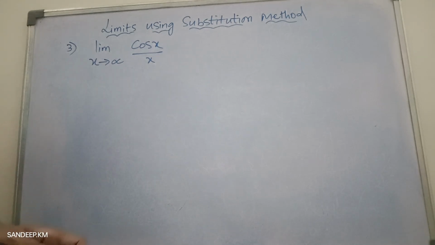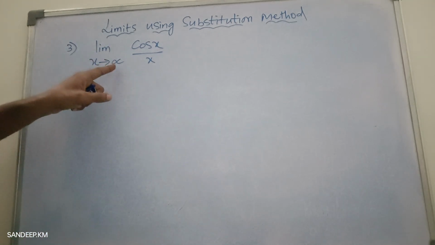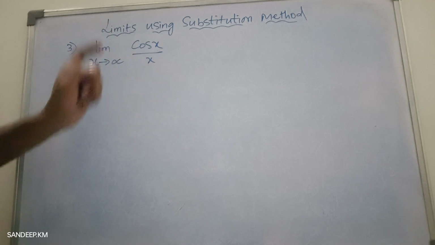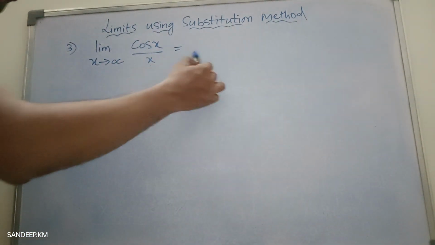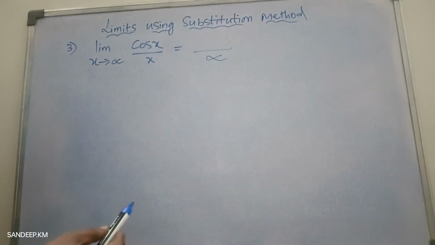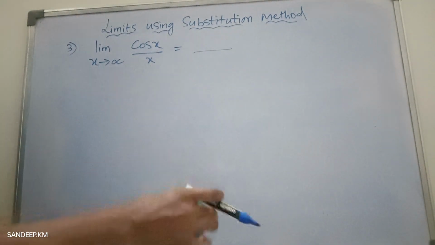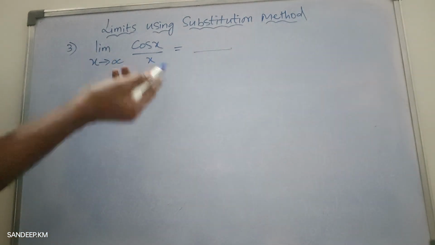Important model question, please observe. Limit x approaches infinity, cos x by sin x. A simple question. The denominator is approaching what number? Infinity. I should not write infinity actually. The denominator is an infinitely large number. x is approaching infinity only.